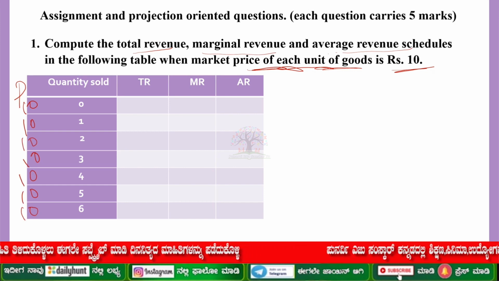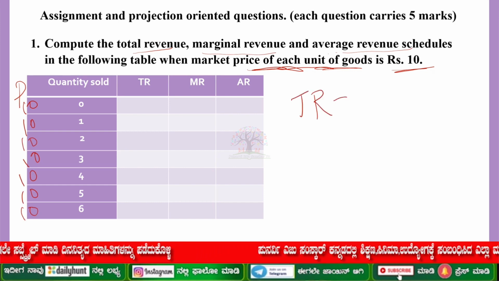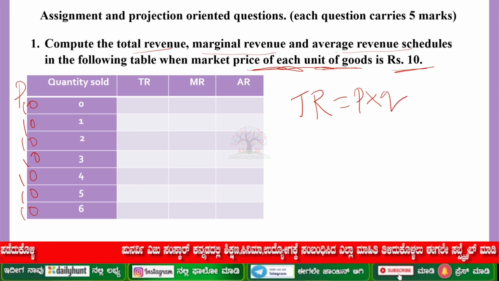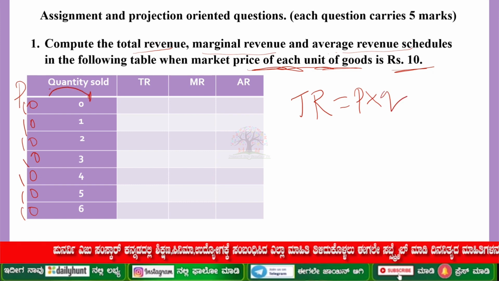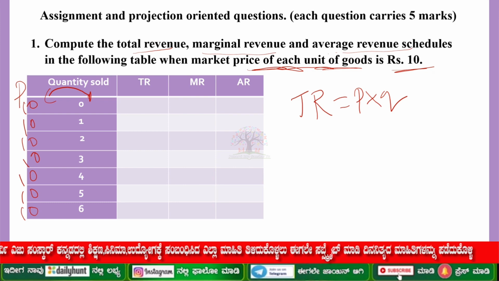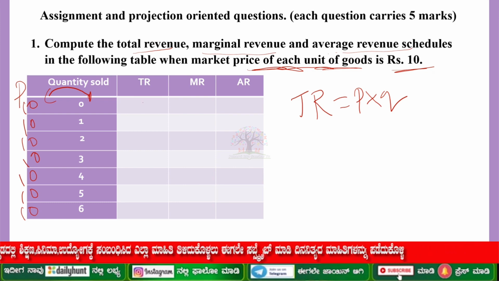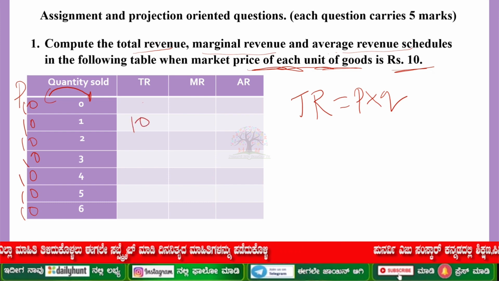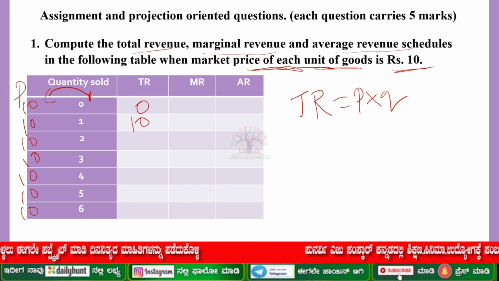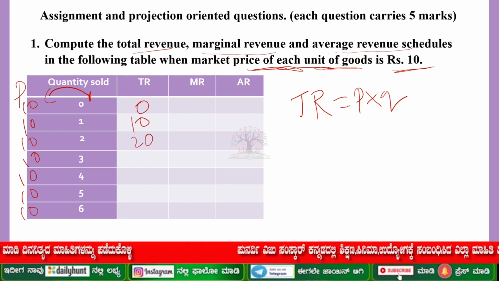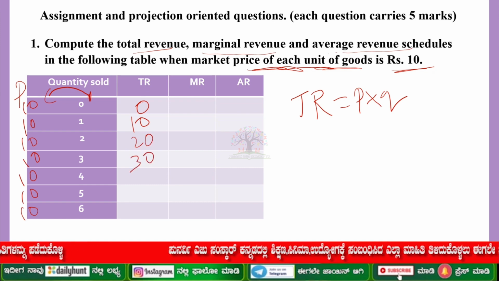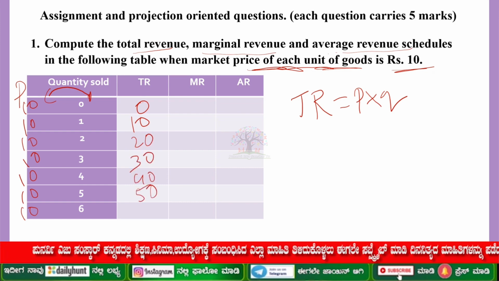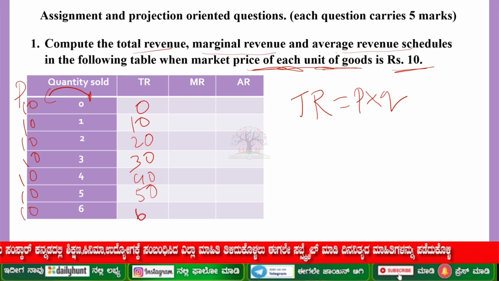Okay, we need to find out the TR. We know that TR is equal to P into Q. So multiply these two, quantity with the price. If you multiply, you will get the TR. So 10 into 0 is 0. 1 into 10 is 10. Then 2 into 10 is 20. 3 into 10, 30. 4 into 10, 40. 5 into 10, 50. 6 into 10, 60.